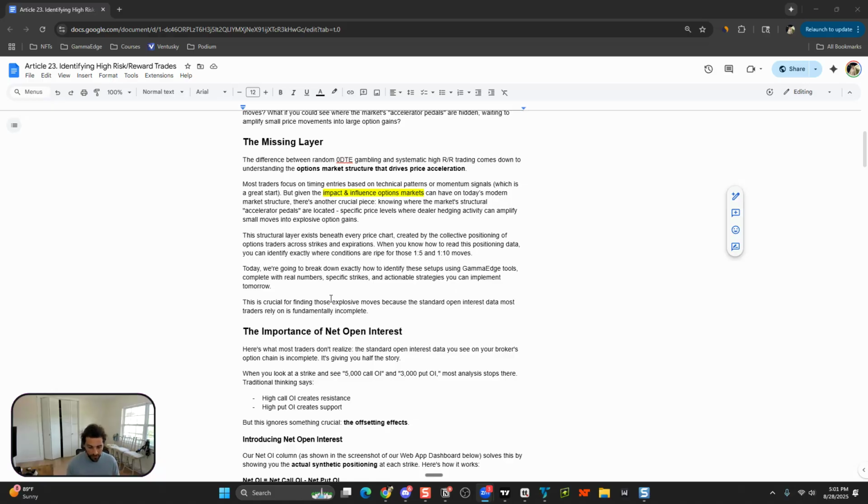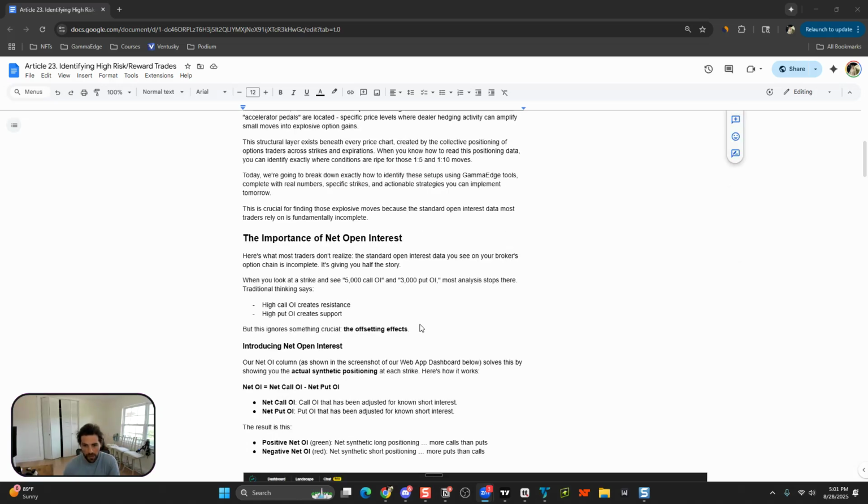The reason for this is just the size of the options market and its growth, and then the size of the 0DT market specifically, right? That can make up anywhere from 50 to 70% of total SPX volume on any given day. And so that's exactly what we're going to talk about here: how to identify those setups using the GammaEdge tools, complete with real numbers, specific strikes, and actionable strategies you can implement tomorrow.